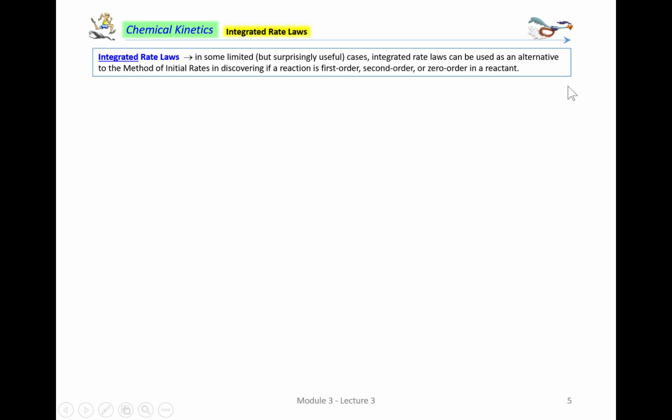Previously, in the previous lecture, we established rate as a function of concentration. Then in this lecture, we took those expressions, we integrated them and came up with integrated rate laws. What we're asking now is, instead of the method of initial rates, could we use our experience from integrated rate laws to try to see if a reaction is zero order, first order, or second order?